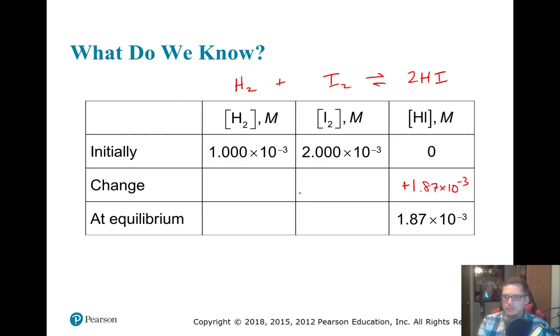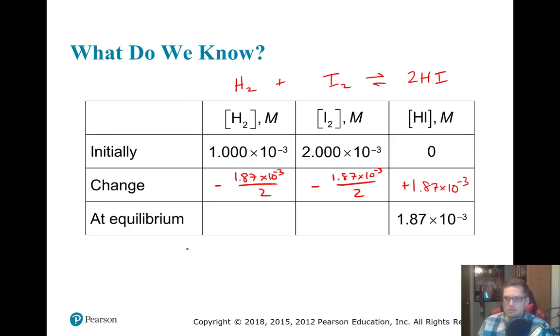And then these over here would be negative because they're reactants. And that means for every 2 HI you make, you used 1 of these, or for every 1 of these you use, you make 2 HI. So these 2 values here would simply be 1.87 times 10 to the minus 3rd divided by 2, and then 1.87 times 10 to the minus 3rd divided by 2.